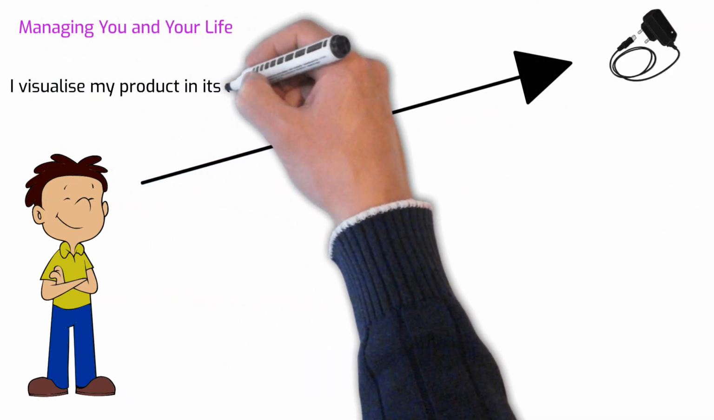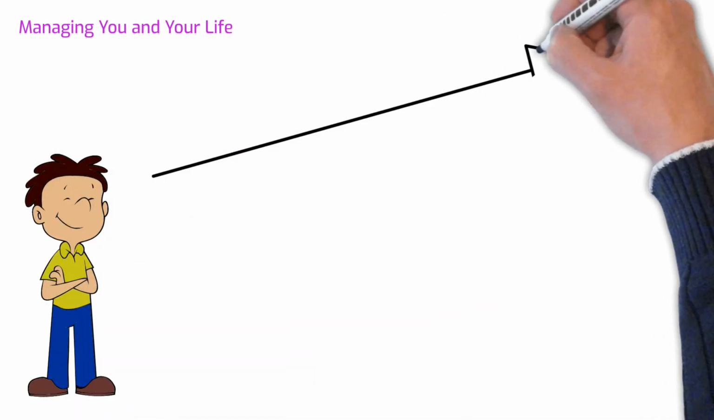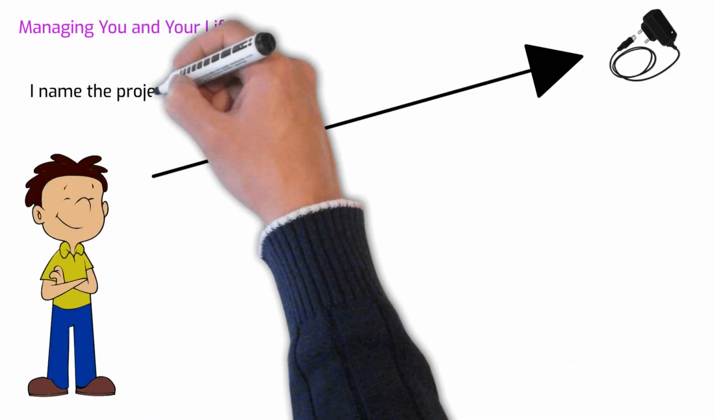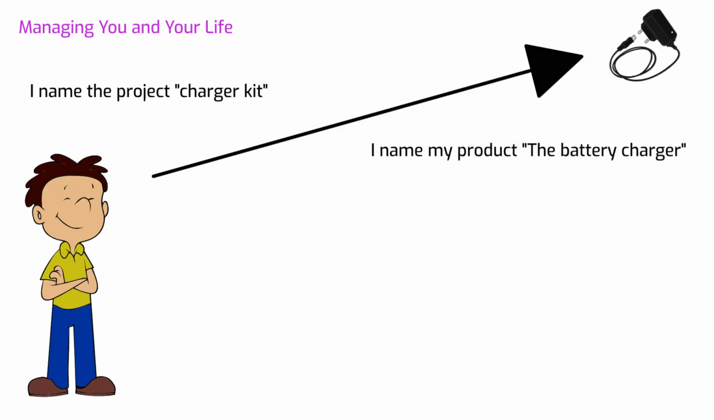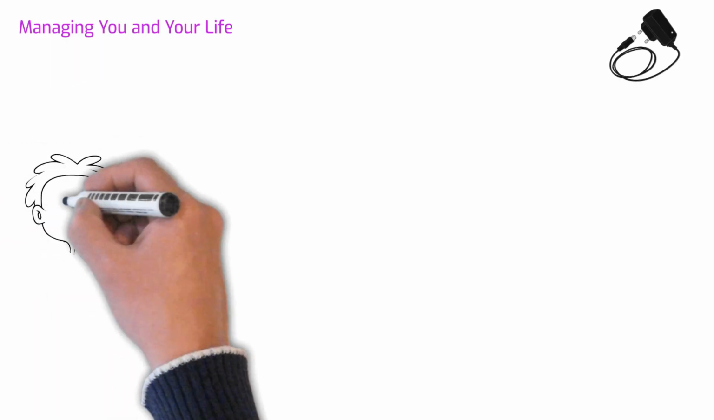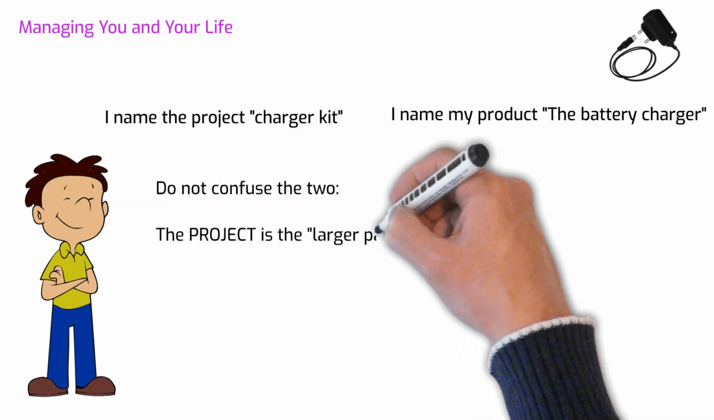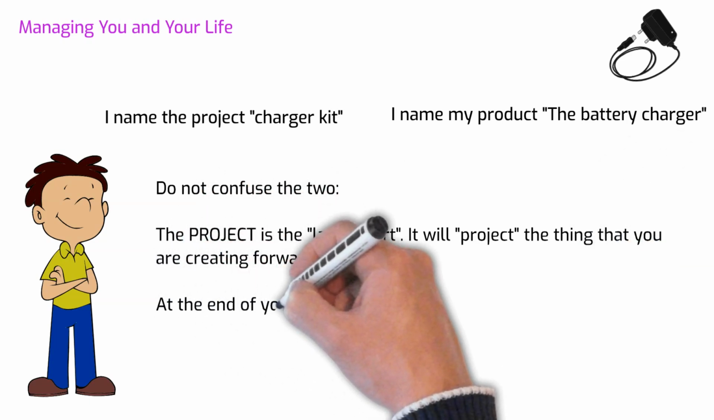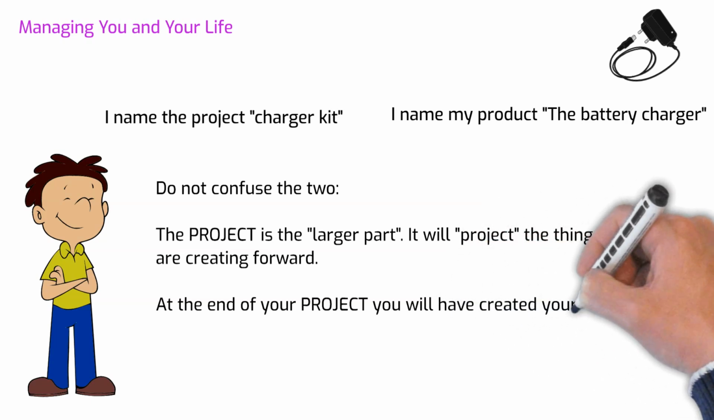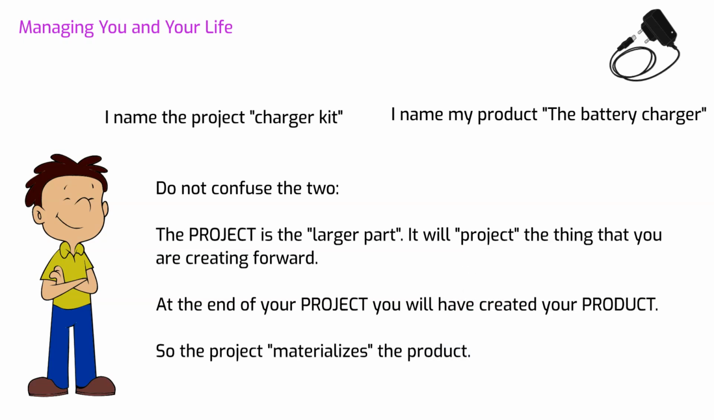I visualize my product in its completed form. I name the project Charger Kit. I name my product the battery charger. Do not confuse the two. The project is the larger part. It will project the thing that you are creating forward. At the end of your project, you will have created your product. So the project materializes the product.